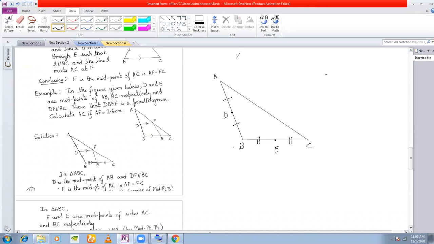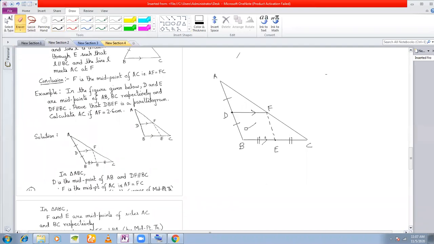And DF is parallel to BC. So this line is given parallel to this line. So this line is DF. Okay, this much is given, and this is joined with the help of a dotted line. The question here is: prove that DBEF is a parallelogram. That means this quadrilateral that you see here, you need to prove that it is a parallelogram.